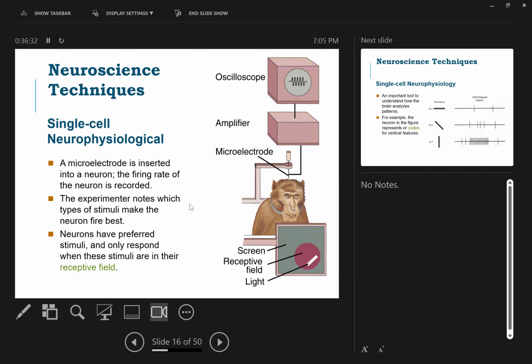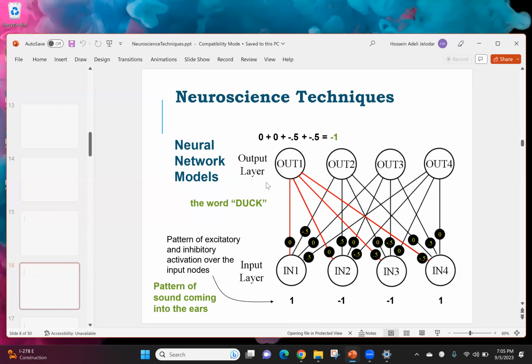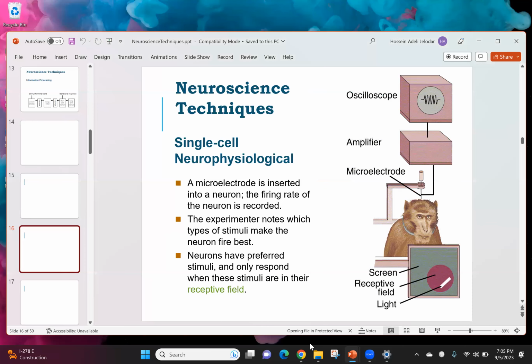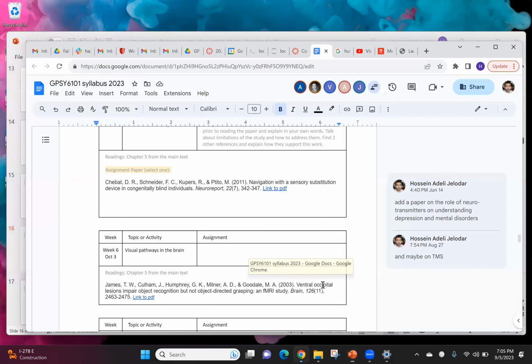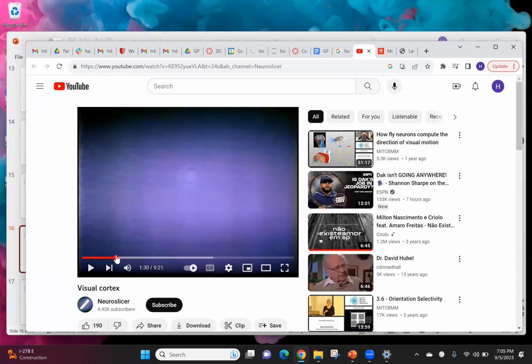So one thing to note is that in the visual areas, for example, if you flash a light on the screen, you could really see certain areas that the cell is responding to. And this is something that I was showing last time.